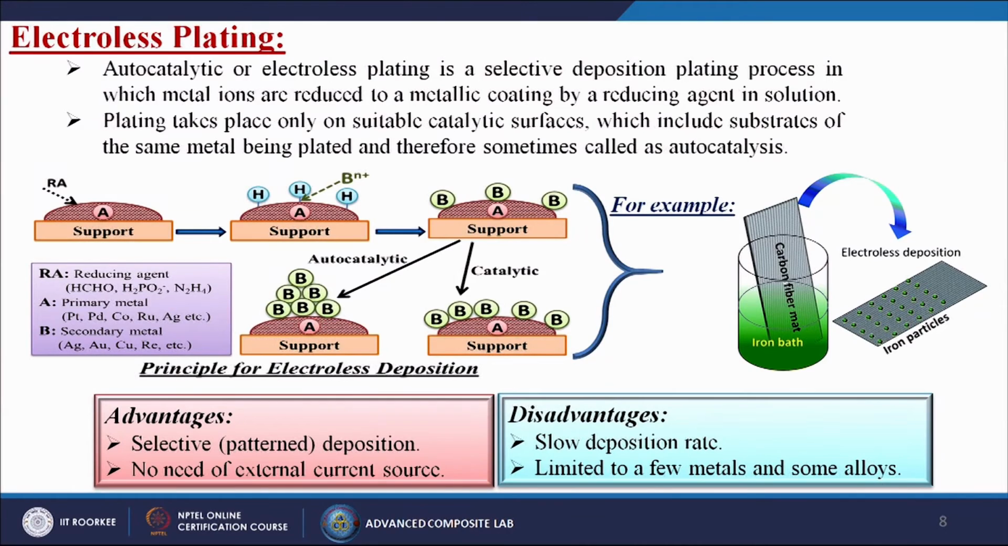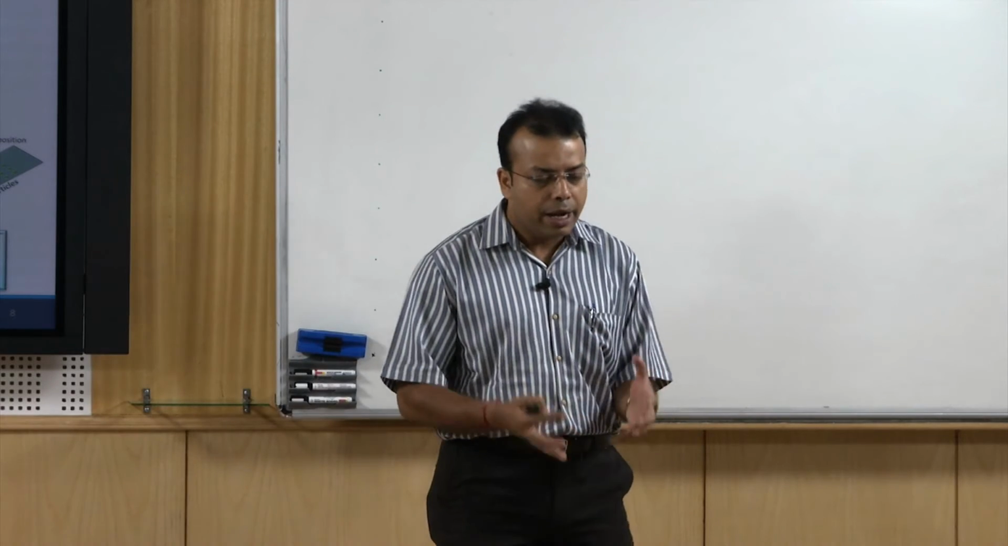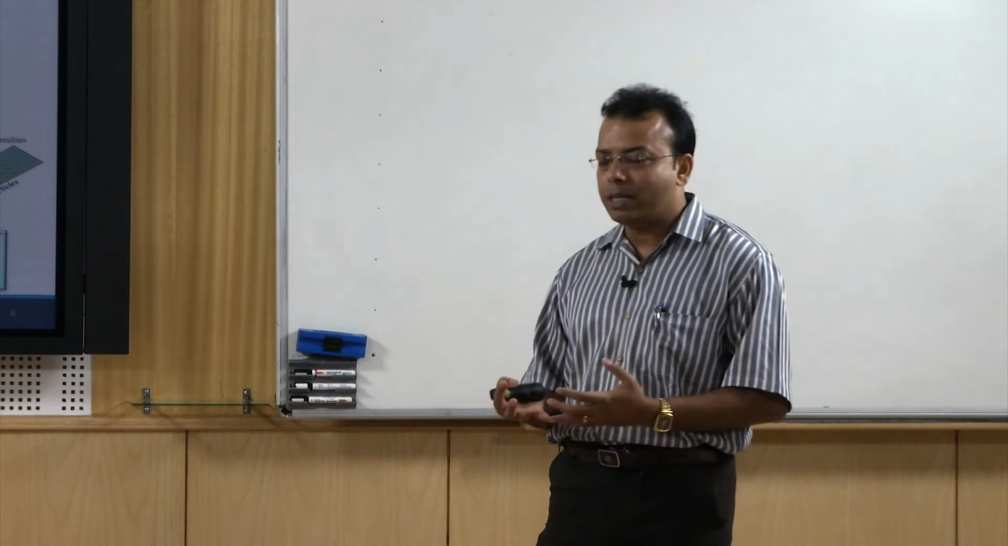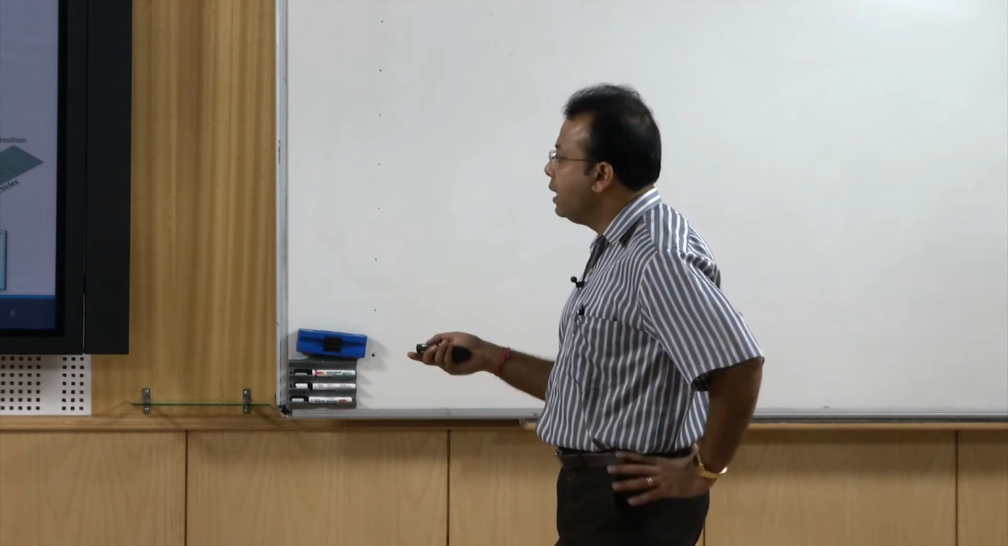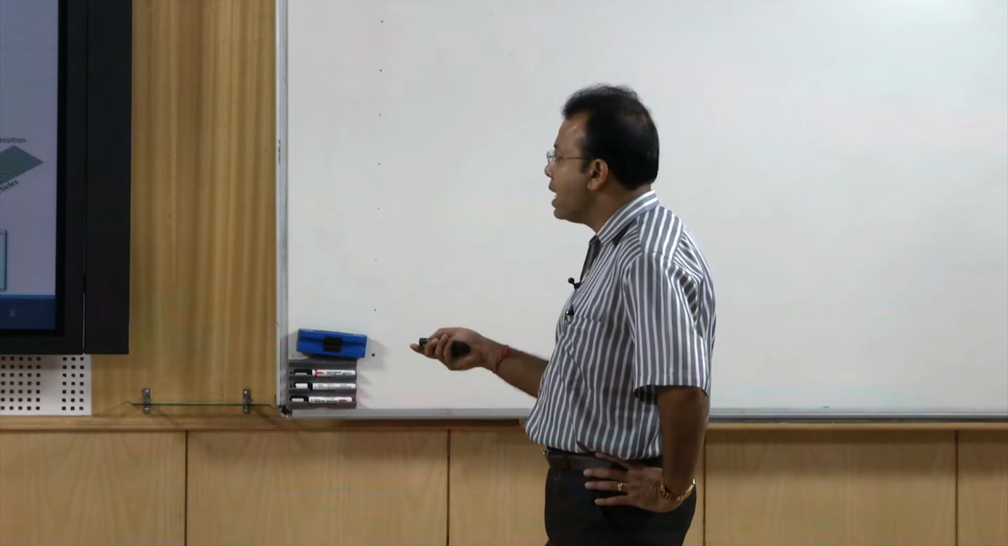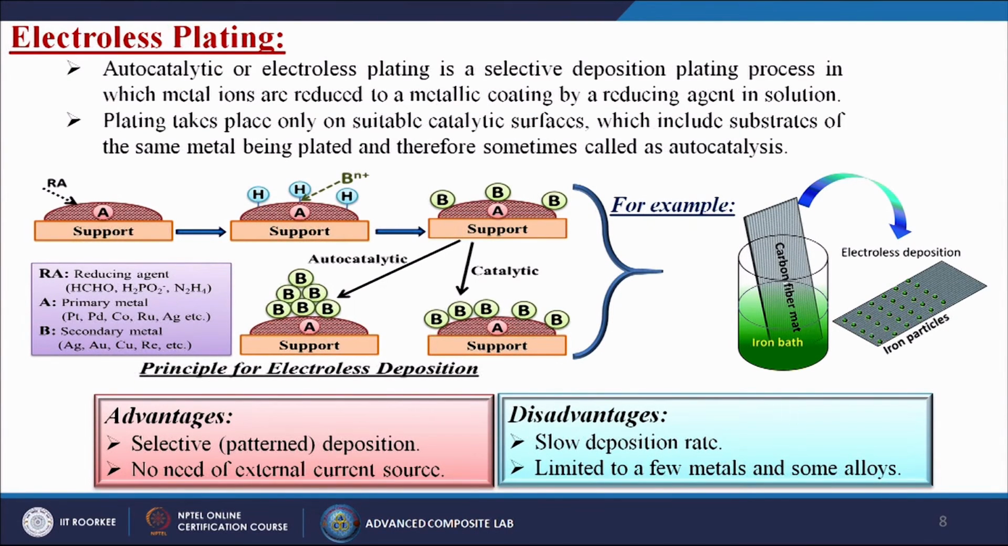Generally selective pattern depositions can be done, and there is no need of an external current source, as I have already discussed. Disadvantages: slow deposition rates, because this is a purely chemical based reaction, it depends upon the solvent, it depends upon the solvent quantity, it depends upon the material which we are going to coat, and it is limited to a few metals and some alloys. This means its application is not versatile.